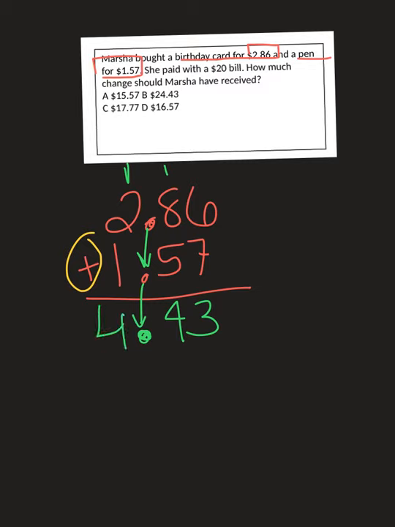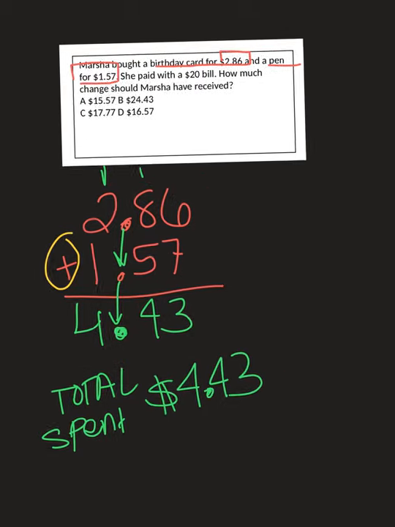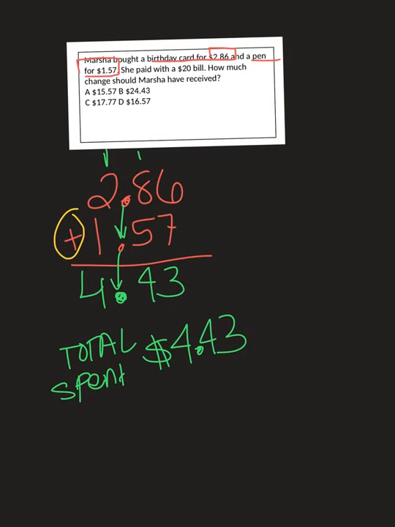So I know that the total amount spent is $4.43. Now, that's awesome because that gives me exactly what I need to go into the next part of the problem, which is the second step, and that is to figure out how much change she got.